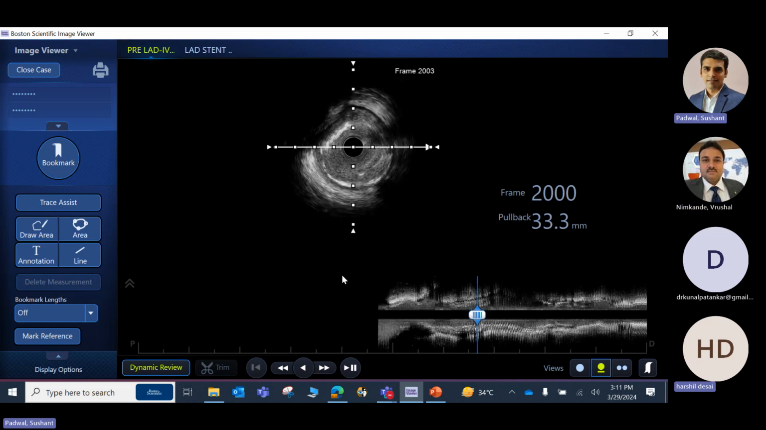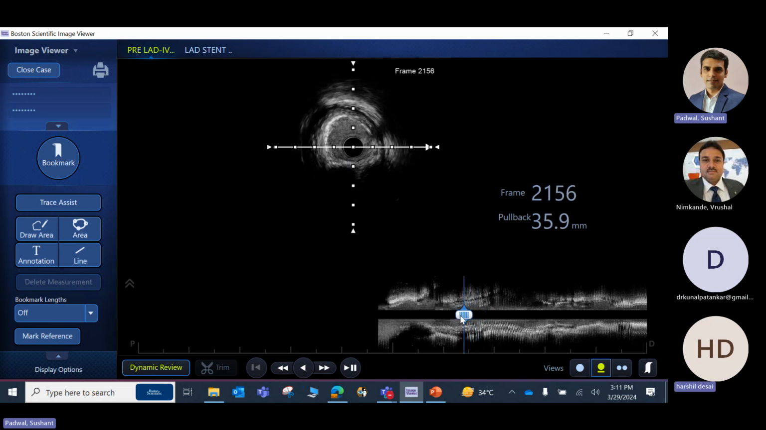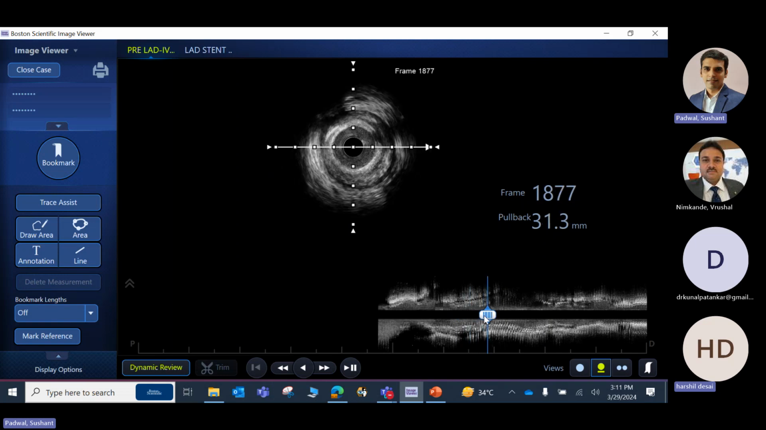So just one doubt, sir. EL to EL area will be vessel area, right? Yes, EL to EL will be vessel area. And lumen area will be what? Lumen area, intima to intima. And the plaque area we calculate as EL area minus intimal area.